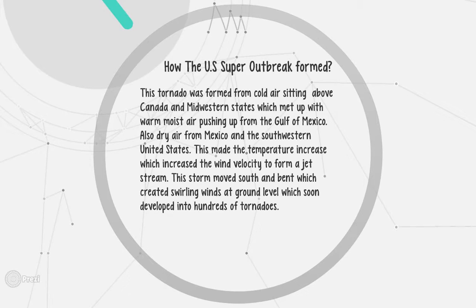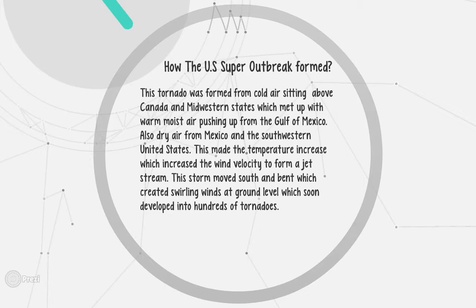How the U.S. super outbreak formed. This tornado was formed from cold air sitting above Canada and Midwestern states, which met up with warm, moist air pushing up from the Gulf of Mexico. Also dry air from Mexico and the southwestern United States. This made the temperature increase, which increased the wind velocity to form a jet stream.